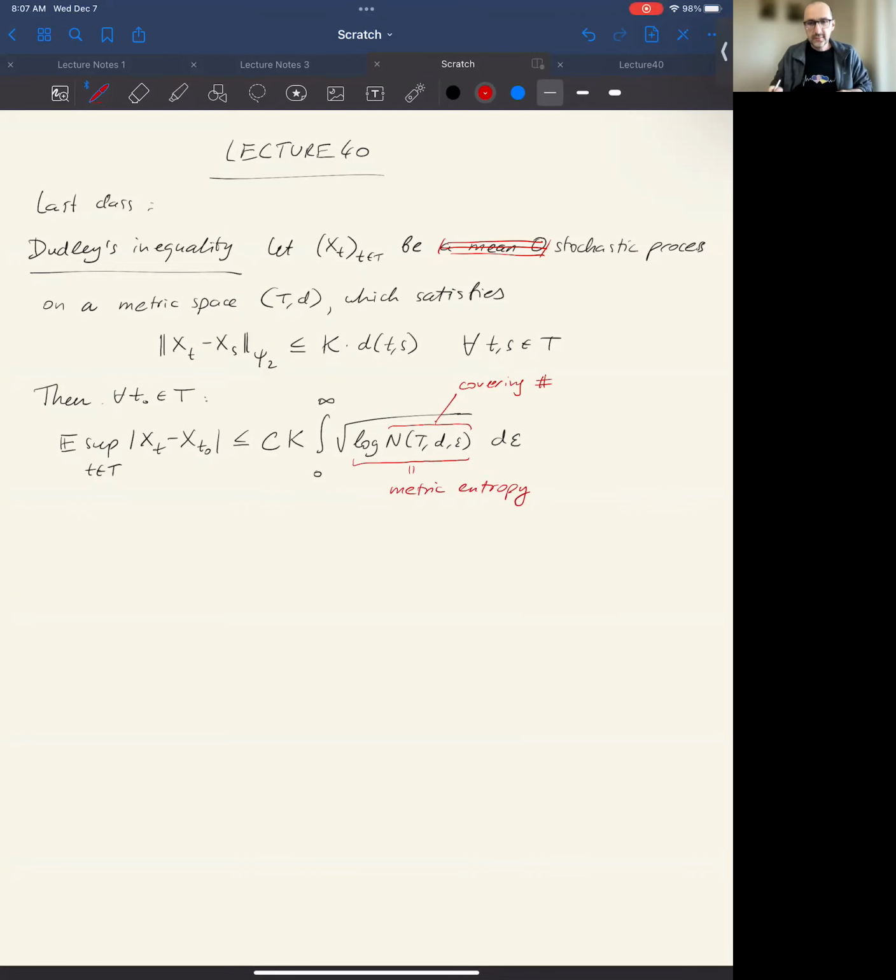When we integrate the square root of that, we get a geometric quantity. So the right-hand side of Dudley's inequality captures the geometry of T only. It doesn't have any randomness in it. It's just a geometric property. You can compute this for any metric space T, right? It's not related to any randomness or probability. The left-hand side is purely probabilistic. There is no geometry in it. And this is how Dudley's inequality is powerful and also beautiful: it establishes this link between probability and geometry.